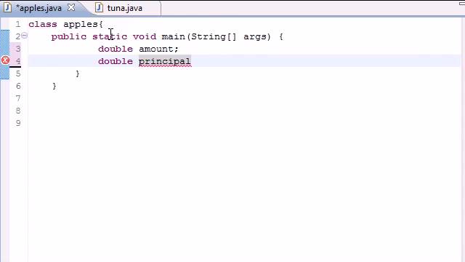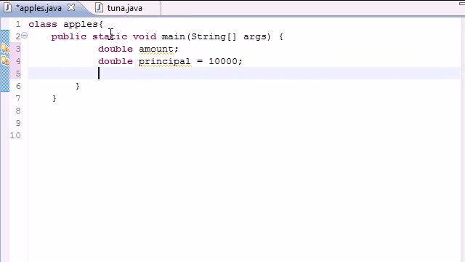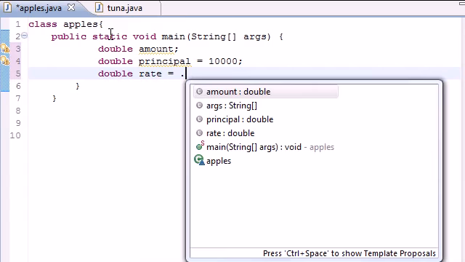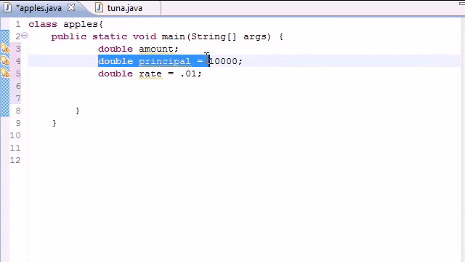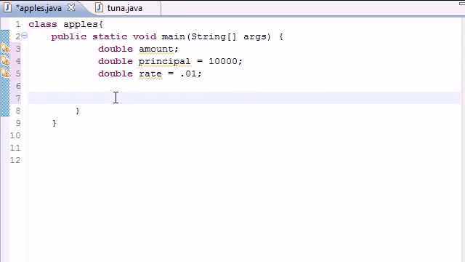So double principal, we know what this is, 10,000, since that's how many subscribers I have to begin with, and don't put the comma there. 10,000. So we have the amount and the principal, and the last thing we need is the rate. So double rate equals 0.01, since I'm gaining subscribers at 1% a day. Now that we have the amount, which we're solving for, the principal, the value that I'm starting with, and the rate, 1% a day, we can make a for loop to build this program.